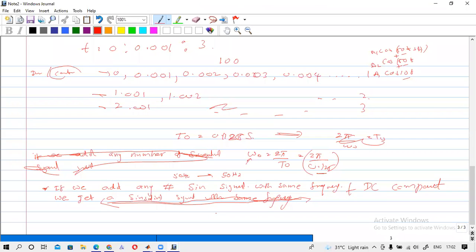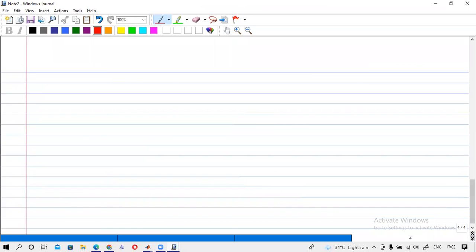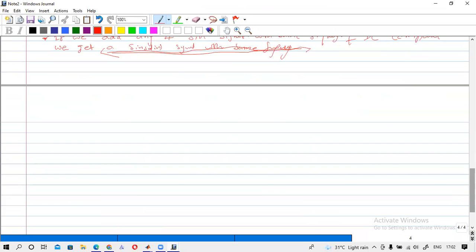So what is the observation you can take? Actually this is the Fourier series. So what happens if we add more frequency components? We get a different pattern.